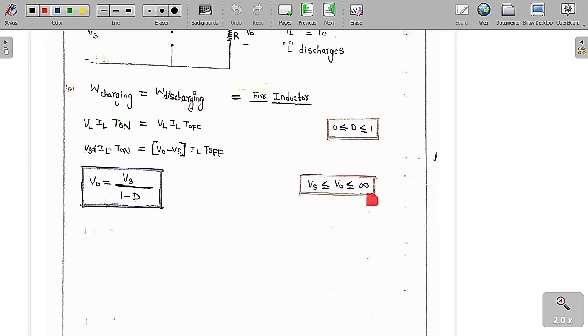So therefore we can say that simply the average value of the output voltage is going to lie from Vs to infinity. So you can say clearly the output voltage is always greater than the input voltage. So this is called a step up chopper. The average value of the output voltage is always greater than or equal to the input voltage. Because of this reason only we call it the step up chopper.